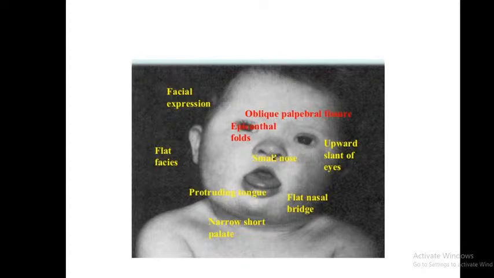They have a small nose. Tongue will always be protruded, and they have a small flat nasal bridge. Then they have a narrow short palate. Palate means the upper part of your mouth. They have a short, narrow palate.